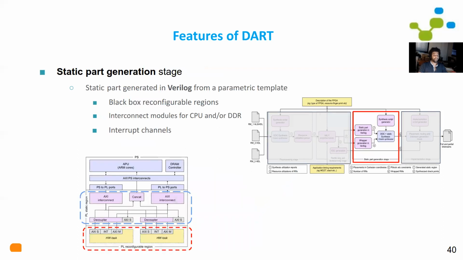The outputs of the second stage, the partitioning and floor planning stage, are passed to the third stage, which is the static part generation stage. So the static part, as we said before, is the part of the design which is not subject to reconfiguration. It usually contains communication interfaces, communication buses with the peripherals, as well as with the processor and memory and so on. All of these hardware modules are generated by Dart, depending on the type of design.